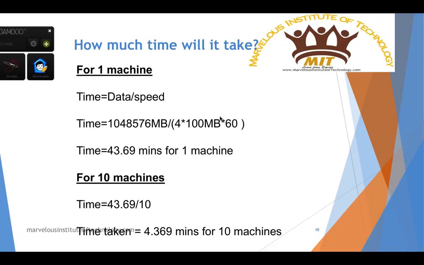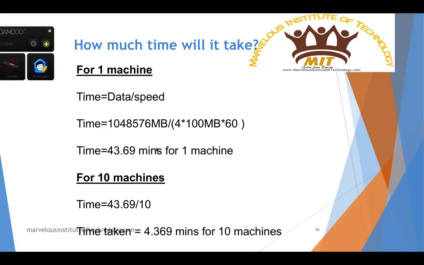The speed rate is 100 MB with 4 channels. It's 1 MB per second, right? So we're converting it. Now let's see the same data processed on multiple machines, on 10 machines. So how much time is it taking? It will be finished in 4 minutes only by 10 machines.